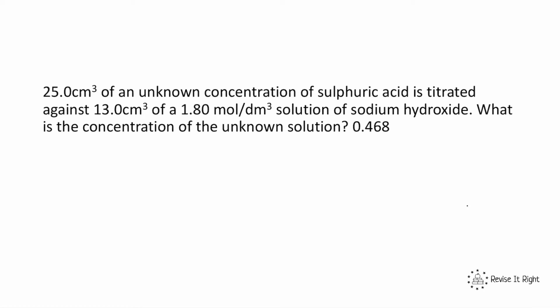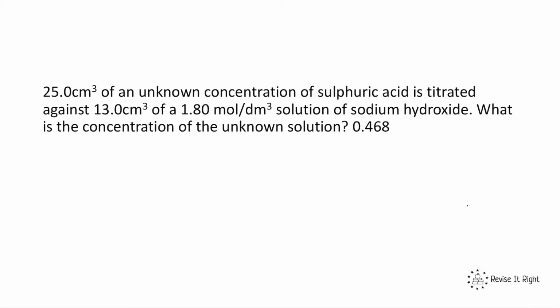Okay, I'm going to try and go through it slowly. I'm going to go through 2 worked examples and I'm going to give you the chance to go through your own, as this can be quite a difficult topic to understand. So here we have 25 centimeters cubed of an unknown concentration of sulfuric acid is titrated against 13 centimeters cubed of a 1.8 mole decimeter cubed solution of sodium hydroxide. What is the concentration of the unknown solution?